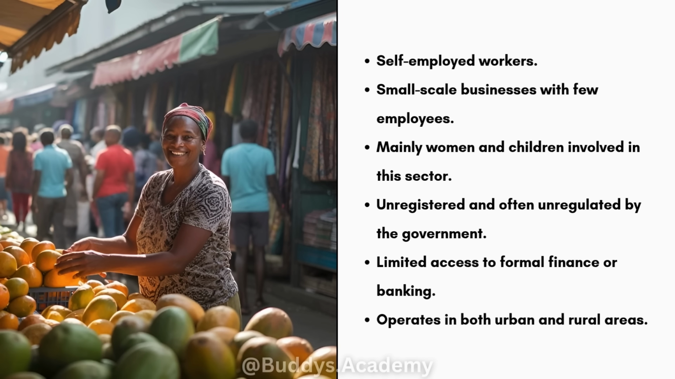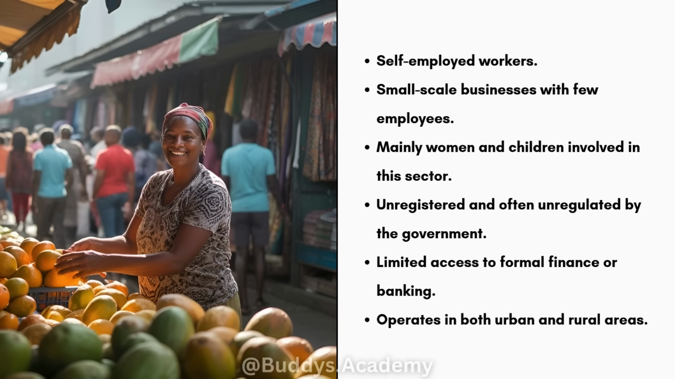So what are some characteristics of the informal sector? Firstly, it's going to be made up of self-employed workers, right? People are going to be working for themselves. They're going to be selling their own goods. Very often, it's mainly going to have women and children involved in this sector. Now, if you think about it, how many times have you seen women selling stuff on the side of the road, right? In fact, it's mostly going to be women and children. The businesses are going to be unregistered and often unregulated by the government. Remember, they're not going to pay any tax at all.